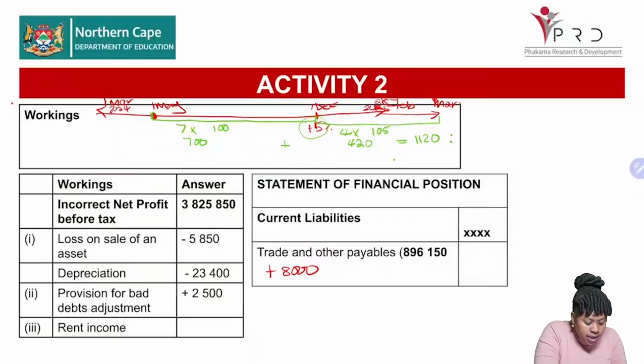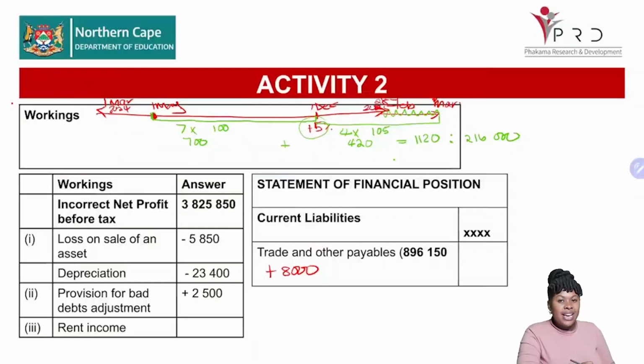And that is represented by 216,000. Okay, so our problem in this case is that we have received too much. This is actually an income received in advance. I've covered this in the previous lessons. Please refer back to your teacher and ask her to display some of the calculations that we did when it comes to income received in advance.